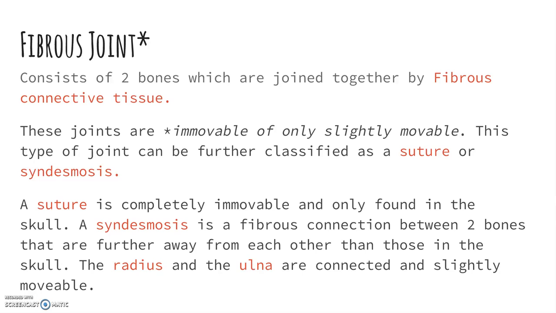A suture is completely immovable and it's only found in the skull. A syndesmosis is a fibrous connection between two bones that are further away from each other than those of the skull. The example is the radius and the ulna that are connected by fibrous tissue, making this joint slightly movable.